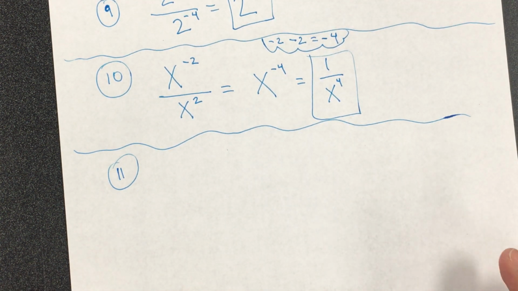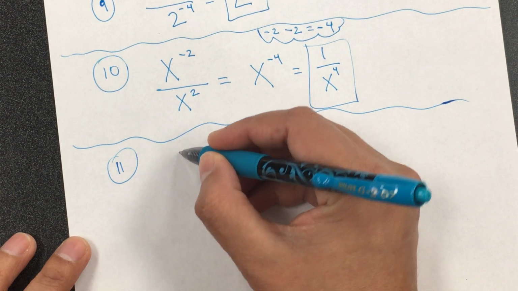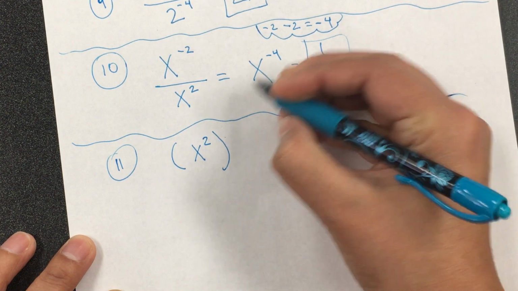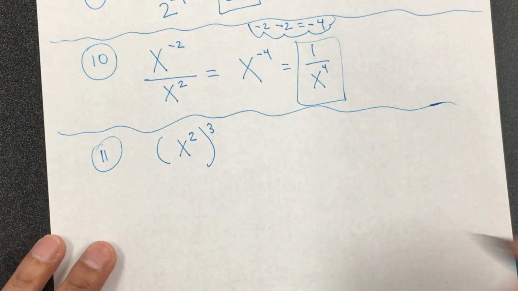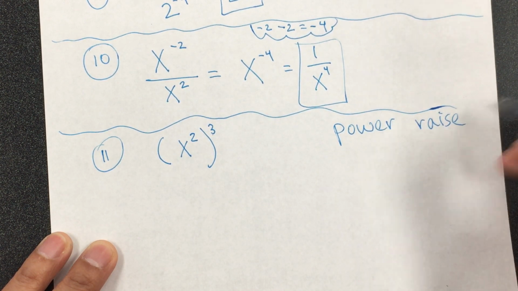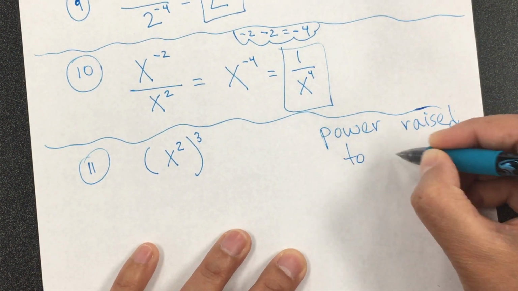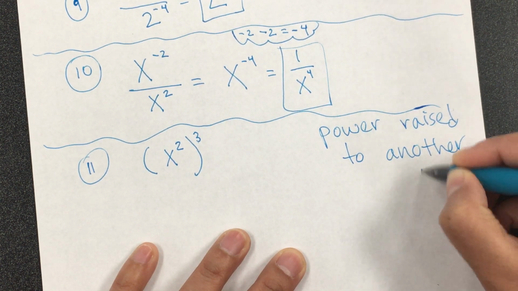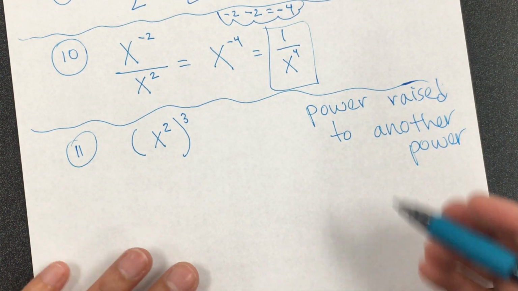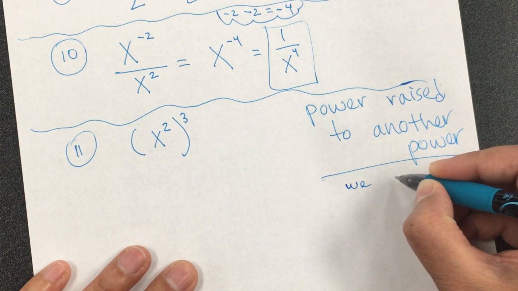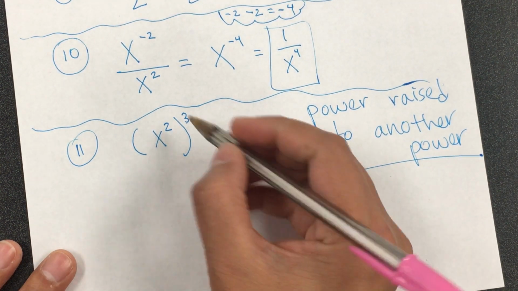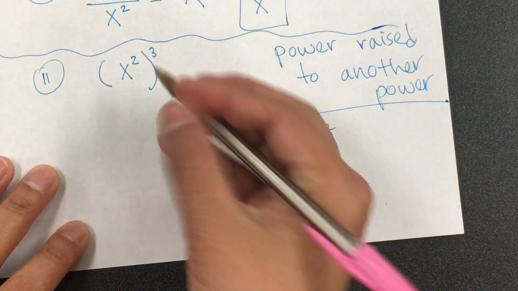Okay, now let's change it to something different. What if we have a parenthesis with a power and then another power outside? That's called a power raised to another power. In this case, we multiply. Oh, I shouldn't have told you that before. Okay, before we do that, actually you already know because we saw this previously.